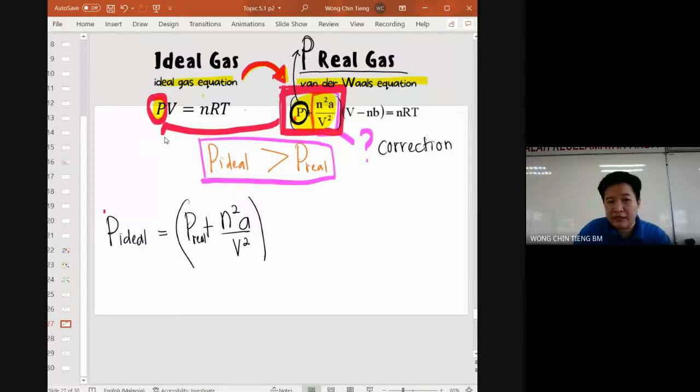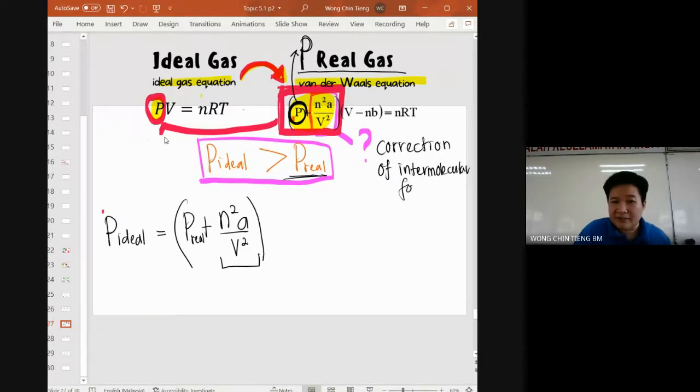Kenapa P real kena tambah dengan something? Sebab P real is less than ideal. Alright? Kamu nak guna formula tu tapi kamu tak cukup. So bila tak cukup, kamu kena tambah dengan something. Kamu nak tambah dengan apa? This part is the correction of intermolecular forces. Kalau kamu perasan tadi bila Miss Wong cerita collision.